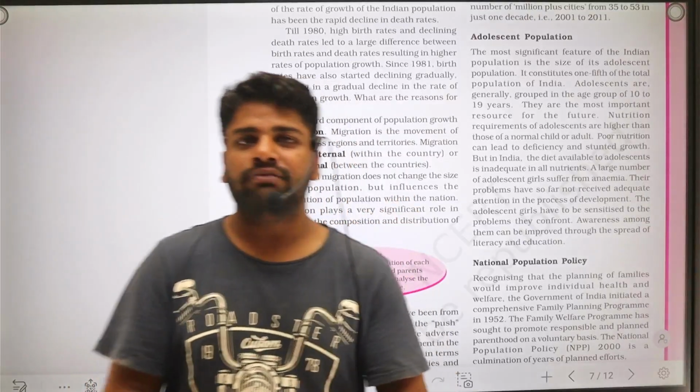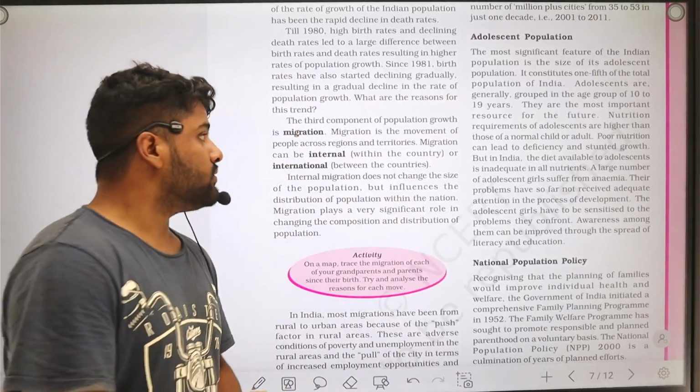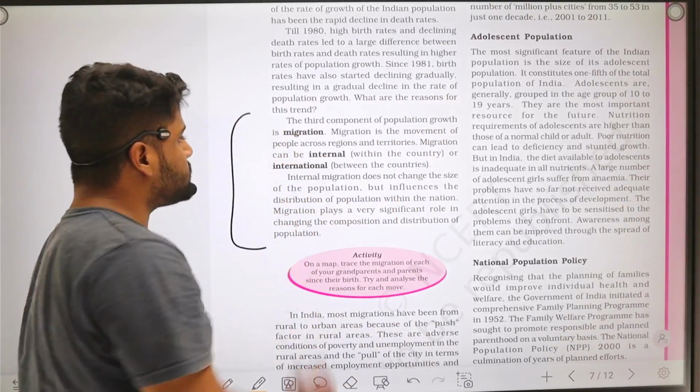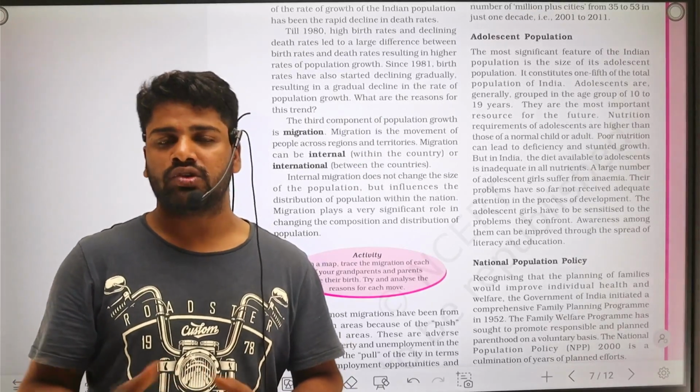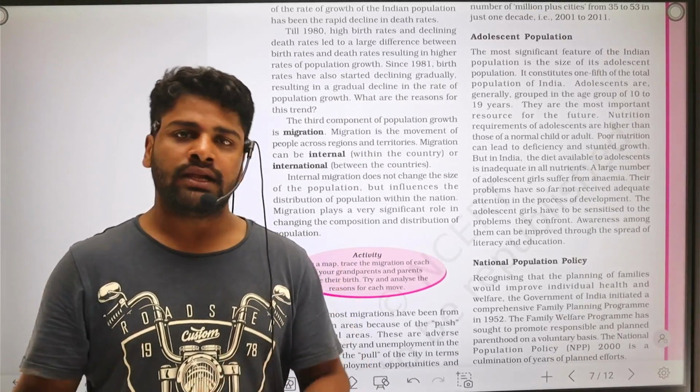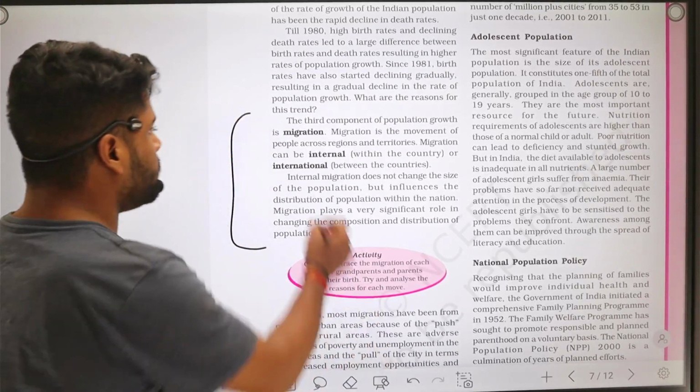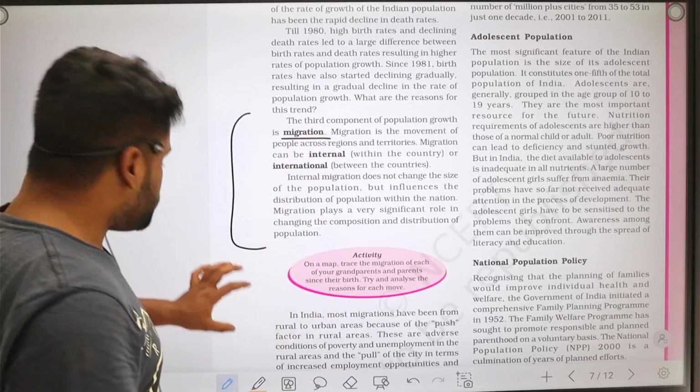So welcome back again. We're going to continue our chapter which we had left. Now from here we're going to look at the third component. Already we have seen two components of population growth or change, that are birth rate and death rate. Now the third major component is migration. Now, what does the term migration mean?